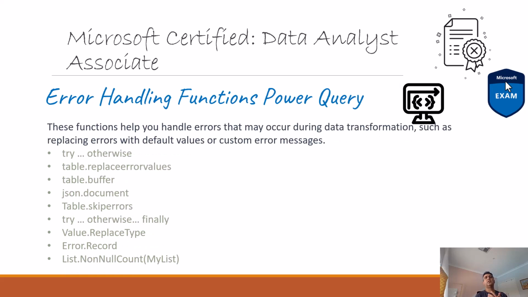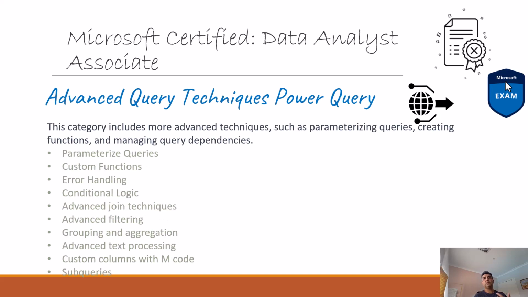And then error handling. These functions help you handle errors that may occur during data transformation, such as replacing errors. You can use a try-otherwise block, and based on the output you can do something else. You can replace an error value in a table by saying, if this is the error, I want this to be the value. As I already pointed out, there's try, otherwise, and finally. This is an example of error handling functions available in Power Query.